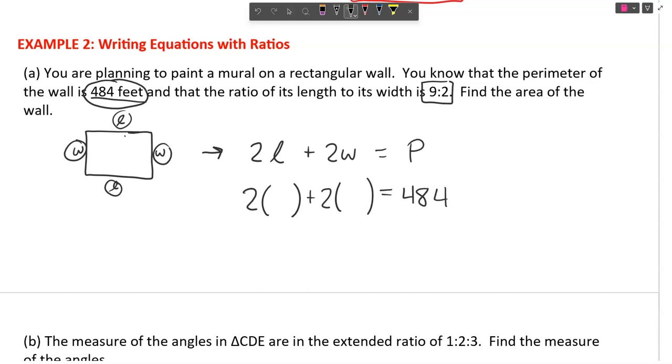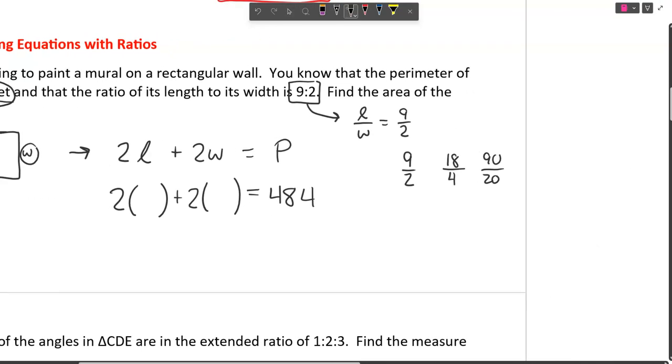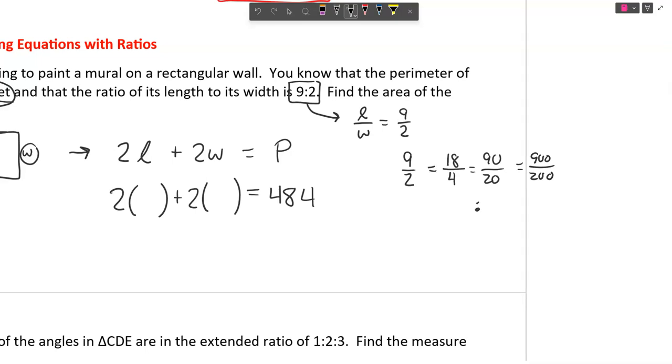Now, when we talk about a 9-to-2 ratio, we have length to width as the ratio we're looking at, and it's a 9-to-2 ratio. That could be a variety of different things. It could be 9 feet and 2 feet. It could be 18 feet and 4 feet. It could be 90 feet and 20 feet. It could be 900 feet and 200 feet. We don't know which of these it's going to be, or it could be one that I haven't even listed.